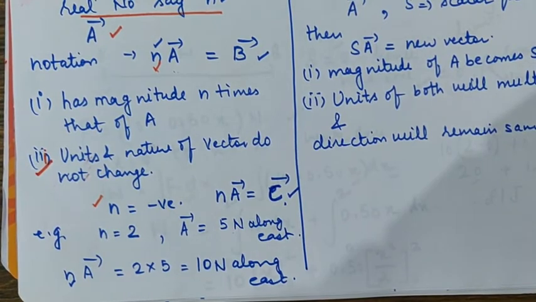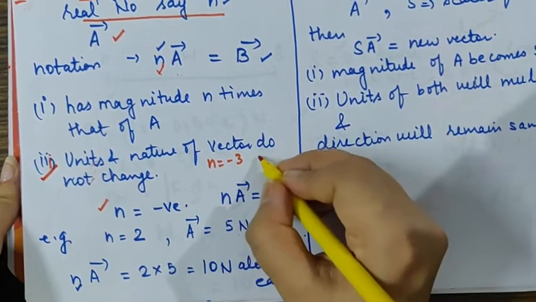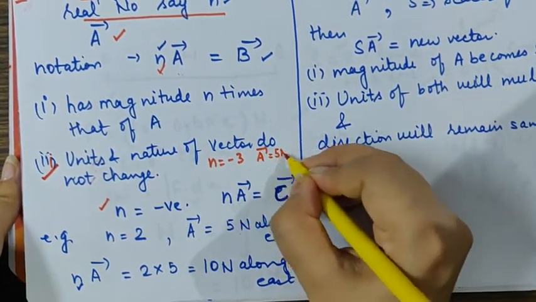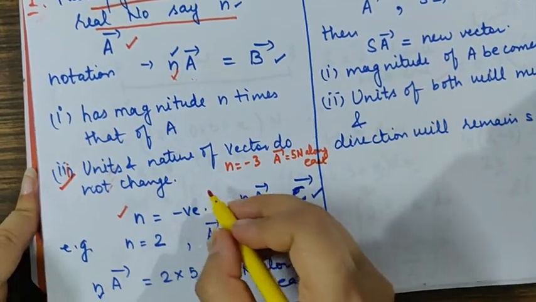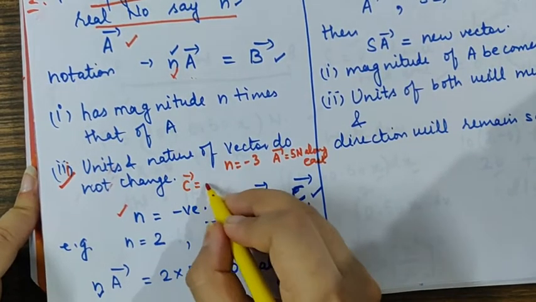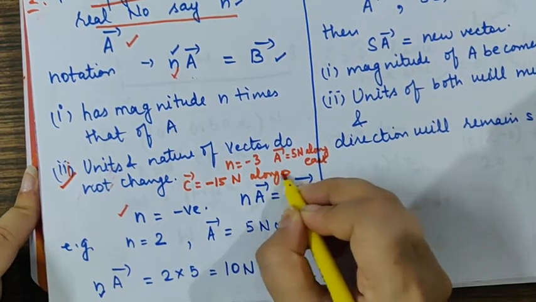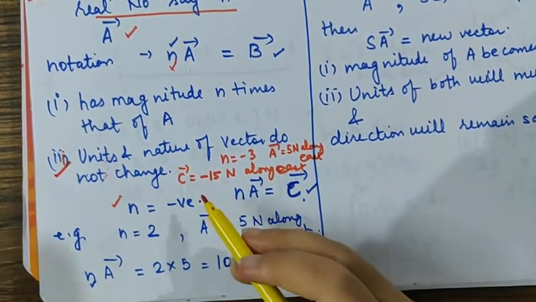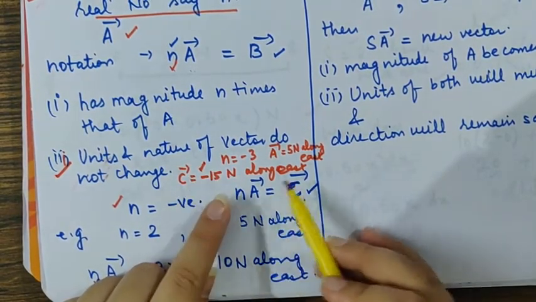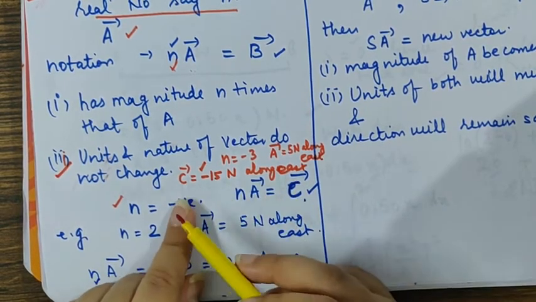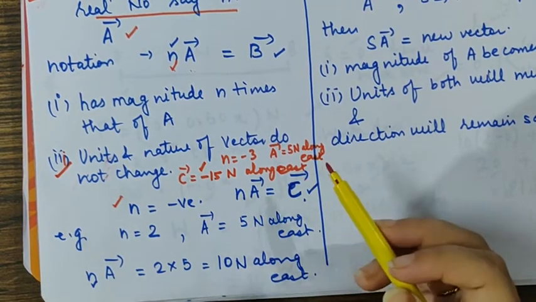Then what shall be the possibility in that case? Suppose n is equal to -3. Suppose A vector was equal to 5 Newton along east, again along east. Then the new vector, when I multiply them, will be -15 Newton along east. Then the minus sign would say nothing, but it will be the reversal of the direction. That means 15 Newton along west. You will remove the minus sign and then you will reverse the direction exactly. It will be 15 Newton along west.